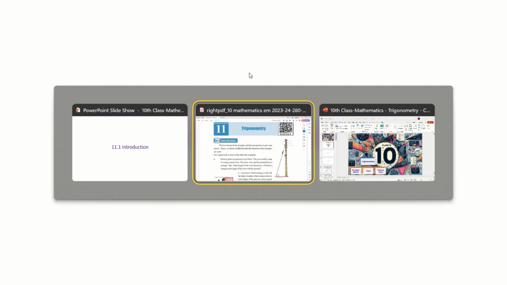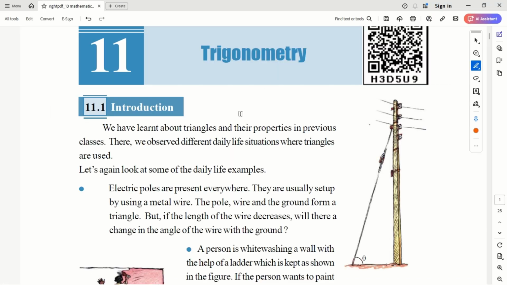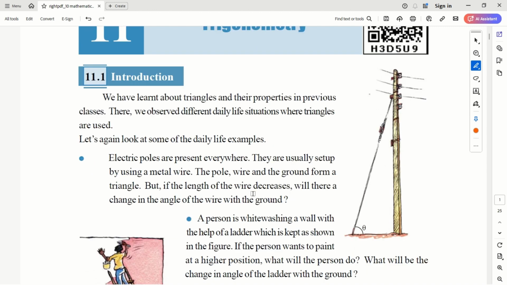Let's get into the trigonometry now. Let's first see the introduction. Trigonometry talks about triangles only. It talks about the relation between angles and sides of a triangle. Angles and sides of a triangle, this is the most important thing you should know about trigonometry. What is the relation between the angle, that is, if you see here theta, and these sides of this triangle? This is what we'll learn in trigonometry.